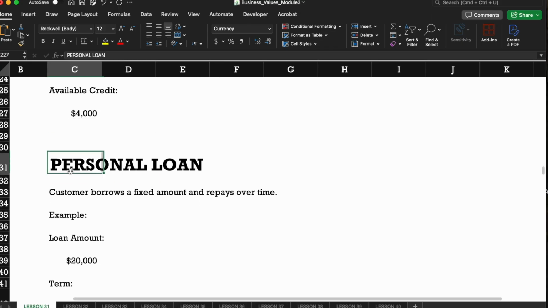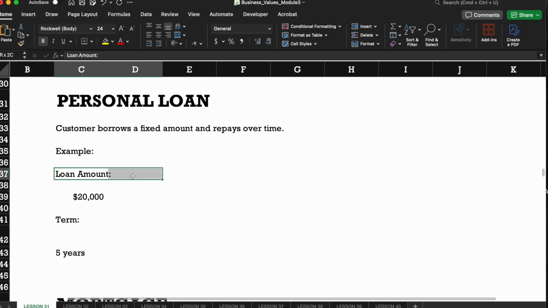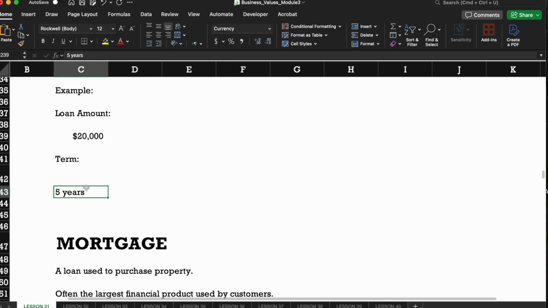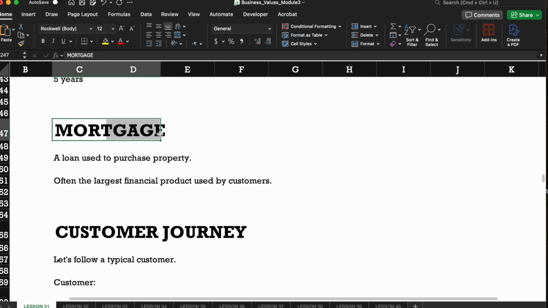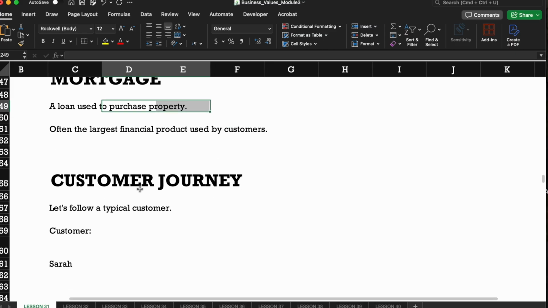Personal loan, the customer borrows a fixed amount and repays over time. For example, loan amount 20,000, term 5 years. Mortgages, a loan used to purchase a property, often a large financial product used by customers.